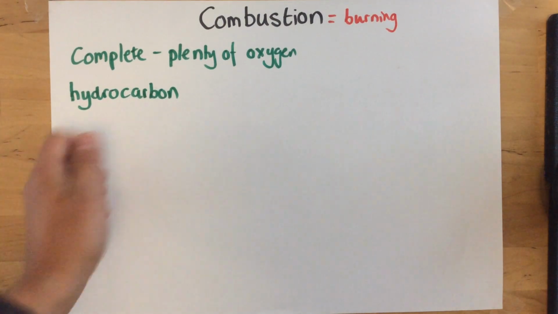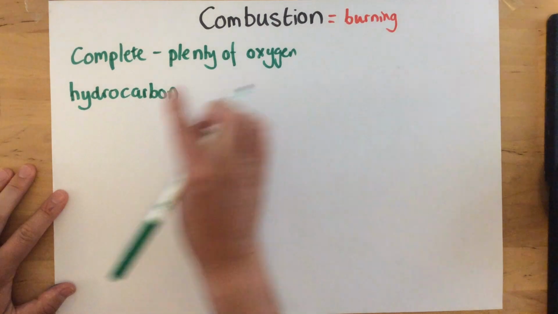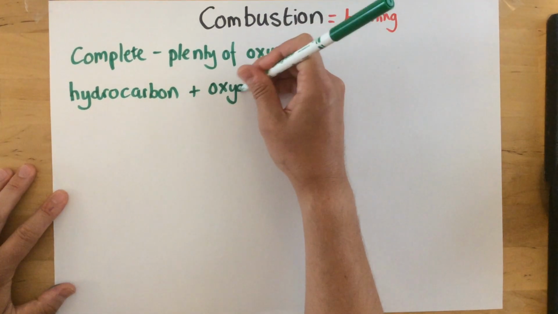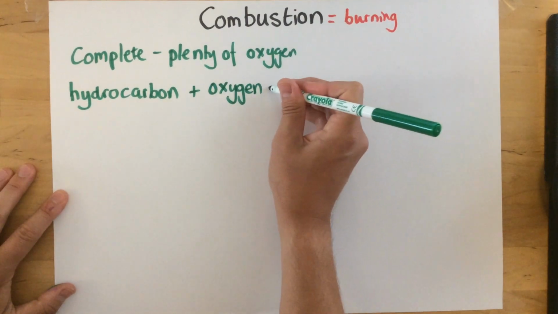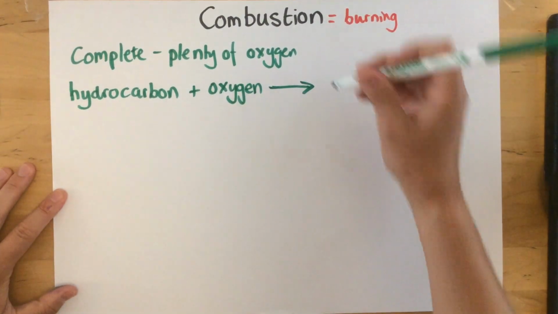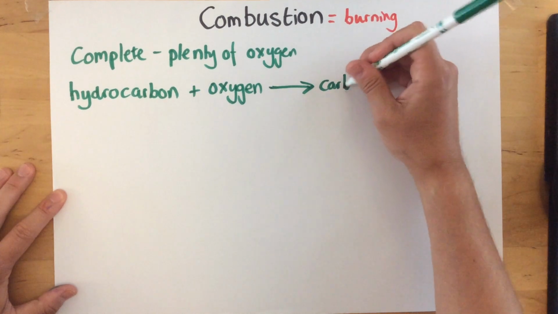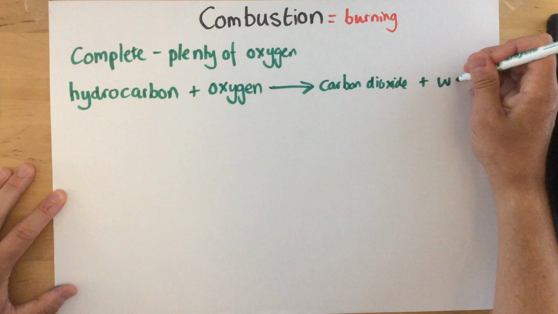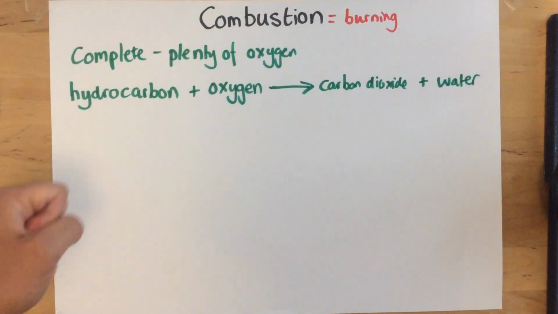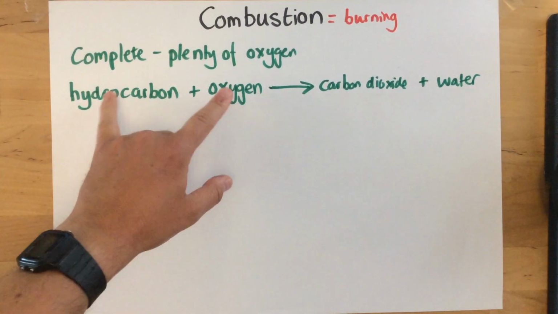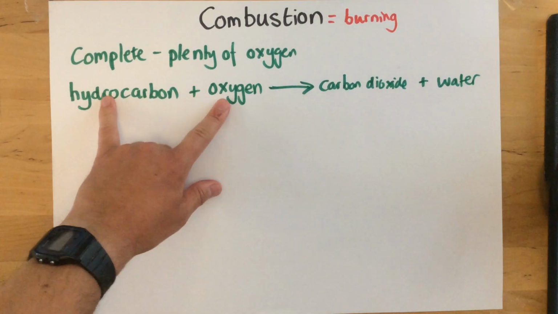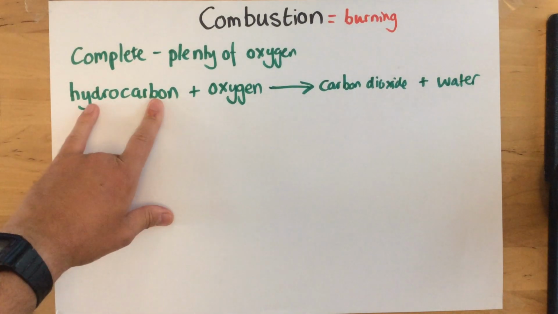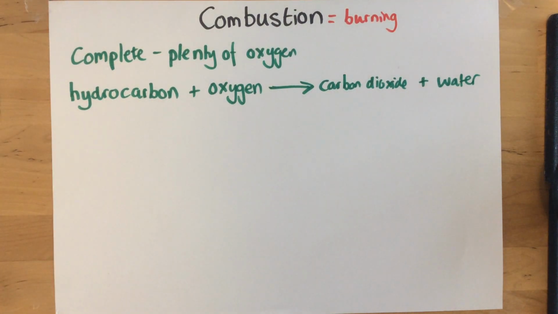So here's the equation for complete combustion. When we react a hydrocarbon with oxygen, we get two products. We always get the same things: carbon dioxide and water. And like I said, we could use this reaction in fuels to release loads of energy. So the hydrocarbon you could use could be petrol in your car.